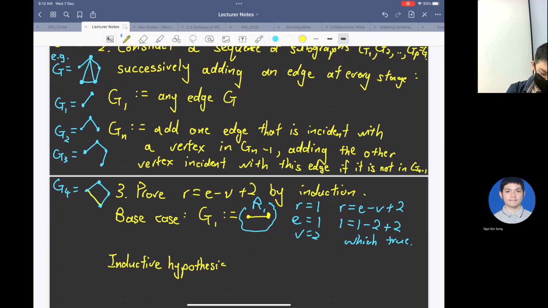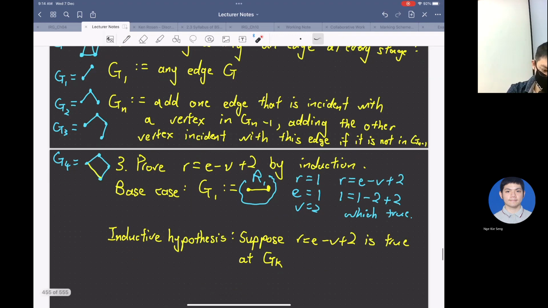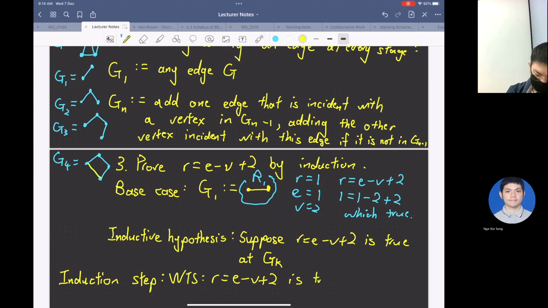Hypothesis. Suppose R equals E minus V plus 2 is true at GK. So suppose it's true for every step, and then we want to prove it for the next step. So we want to show that R equals E minus V plus 2 is true at GK plus 1.